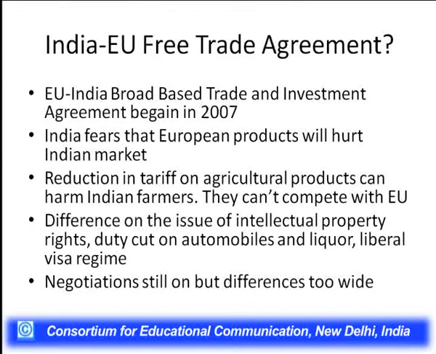And there are also differences on the issues of intellectual property rights, the kind of norms that the European Union is trying to impose on India. That is not acceptable to India. So there are differences on the issue of intellectual property rights, patents, on the issue of the generic drugs which are produced in India, and then also on the issue of duty cuts on automobiles and liquor, and the liberal visa regime. So these are some of the issues where India and the European Union have different approaches and policies, and they are trying to renegotiate on these issues.